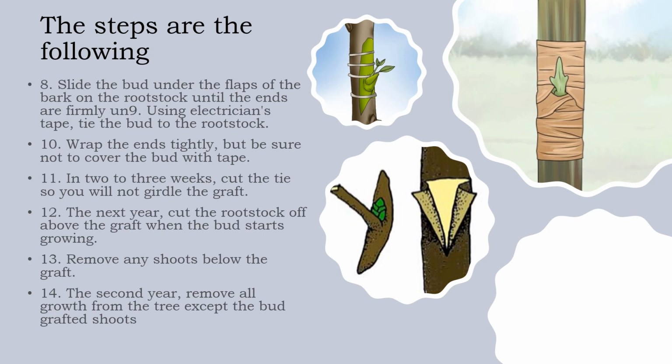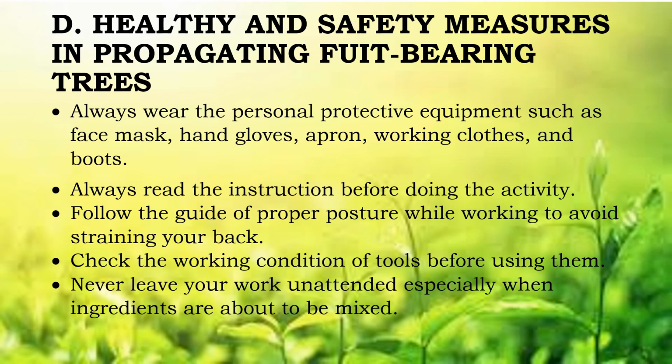Ano? Ayun po. So, health and safety measures in propagating fruit-bearing trees. Always wear personal protective equipment such as face mask, hand gloves, apron, working clothes, and boots. So, kinakailangan yan para tayo ay hindi masugatan para maprotektahan na tayo sa anumang germs. Always read the instructions before doing the activity. Like for example, you are using the fertilizer, so all you have to do is to read the instructions first para hindi ka malason or mali ang iyong nagawa.